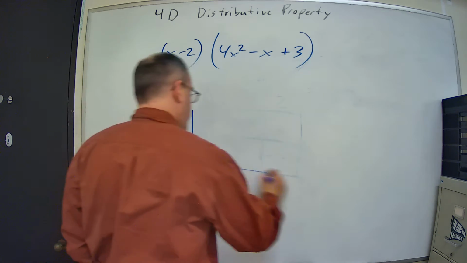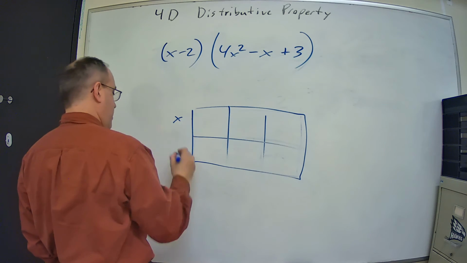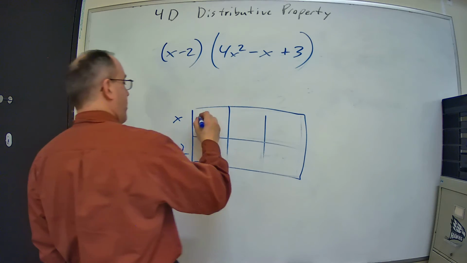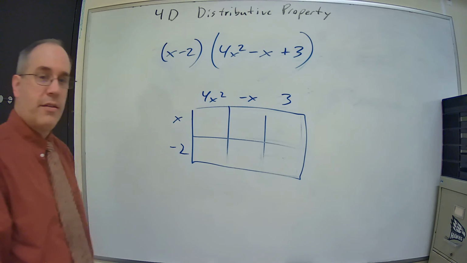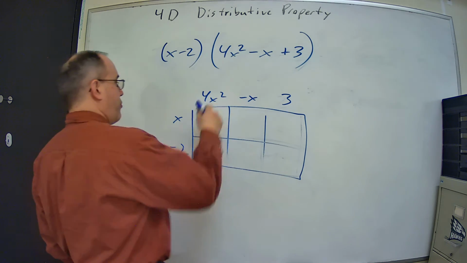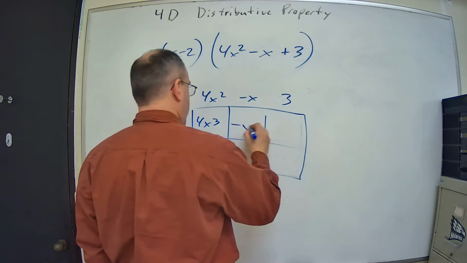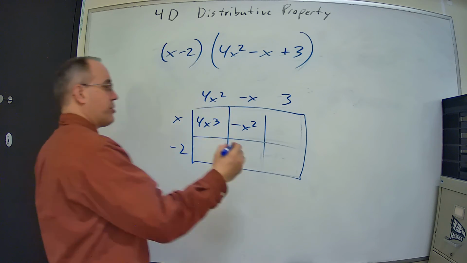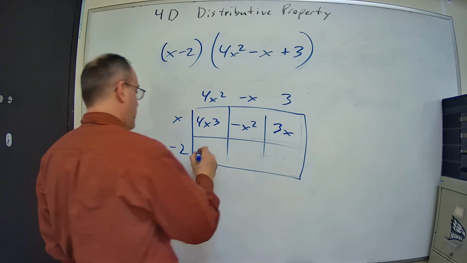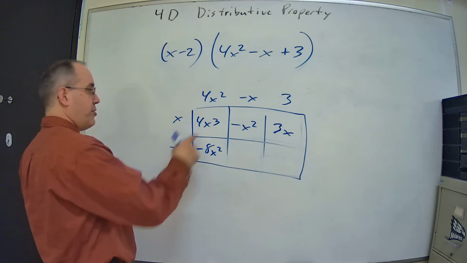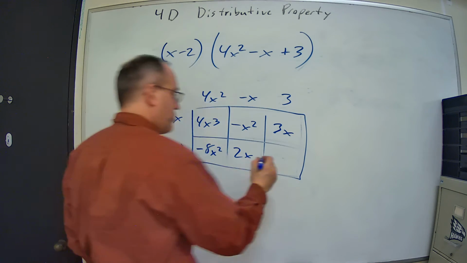Well, now I'm going to build my table. I've got x and minus 2. I have 4x squared, minus x, and 3. x times 4x squared gives me 4x cubed. x times negative x gives me negative x squared. x times 3 gives me 3x. Negative 2 times 4x squared gives me negative 8x squared. Negative 2 times negative x gives me 2x. Negative 2 times 3 gives me negative 6.